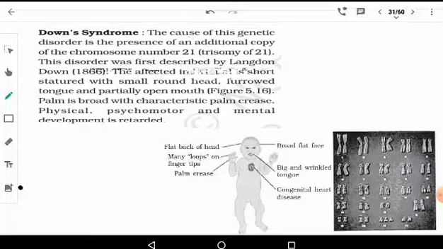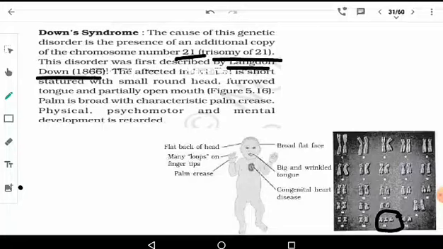Down's syndrome is a genetic disorder. It is due to the presence of an additional copy of the chromosome number 21, and that is known as trisomy of 21. Trisomy means, as you can see over here, there will be 3 autosomes at the 21st position. So that is known as trisomy of 21. This was discovered by a scientist named Langdon Down in the year 1866, and that is why it is known as Down's syndrome.